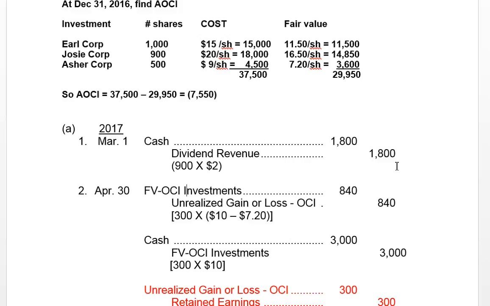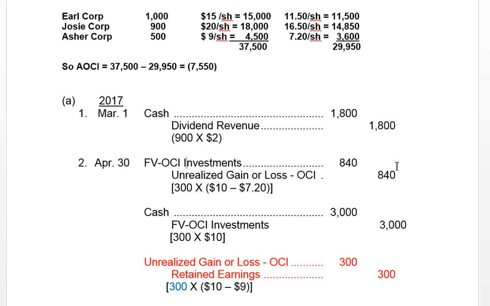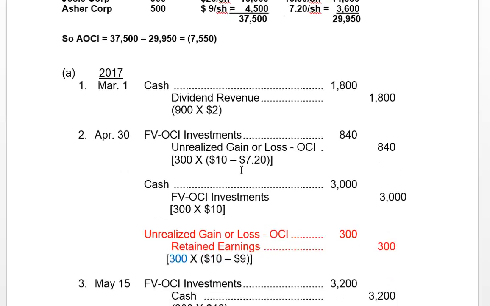So we're going to debit the fair value through OCI investments for $840, which is basically $2.80 right here. The old fair value compared with the new fair value. Or don't forget that $7.20 is your carrying value, right? Compare it to the value of the shares at the date you sold them: $10 multiplied by the number of shares you're selling.